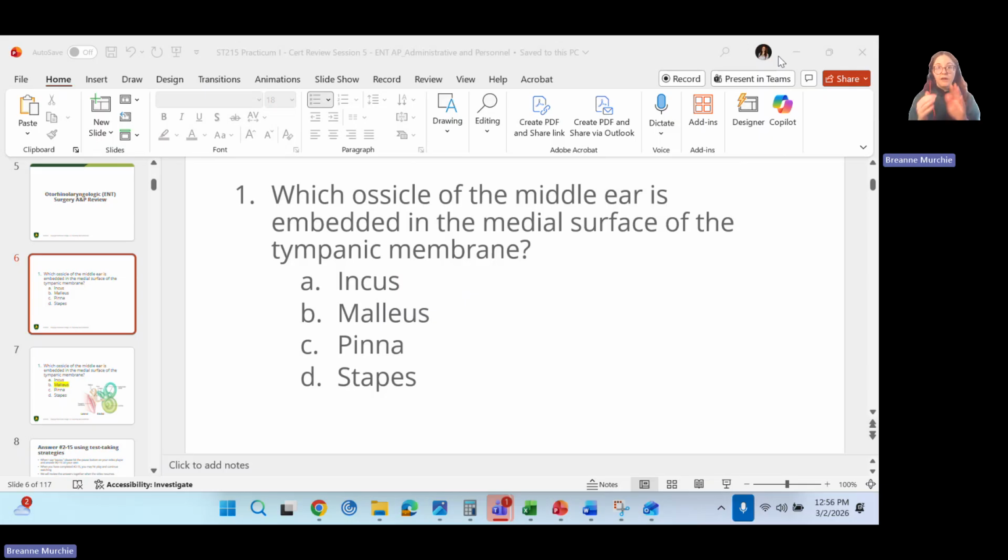Now, I'm not even looking at A, B, C, and D. I'm trying not to even look at it right now on my screen. When I talk about the malleus, incus, and stapes, I always want to refer to them as their given names, and then I also want to know their nicknames or pseudonyms. The malleus is sometimes referred to as the hammer. The incus is often referred to as the anvil, and the stapes is often referred to as the stirrup. So we have the malleus, incus, stapes, or the hammer, the anvil, and the stirrup.